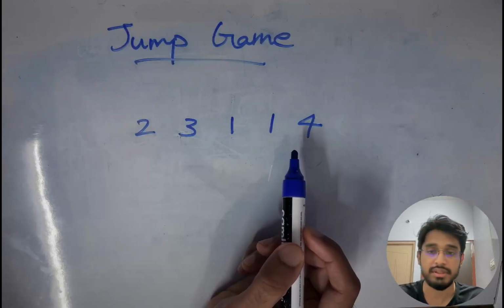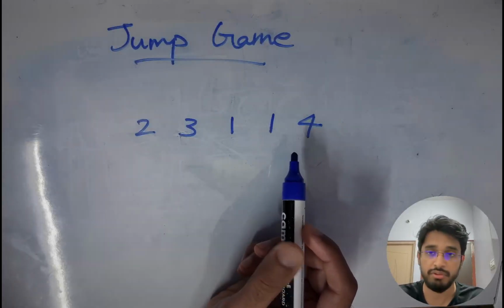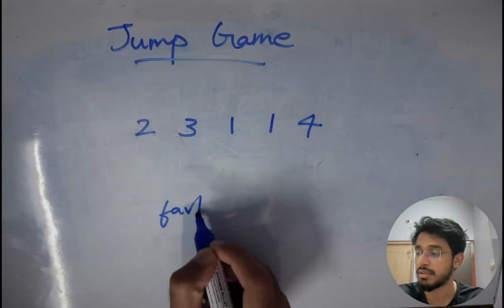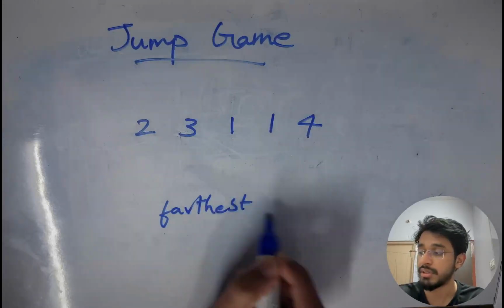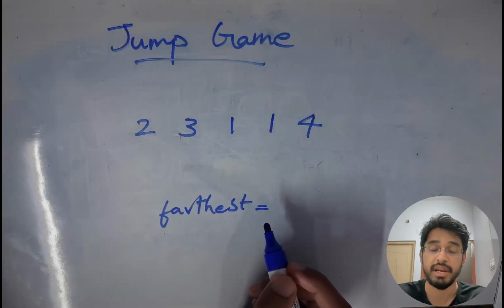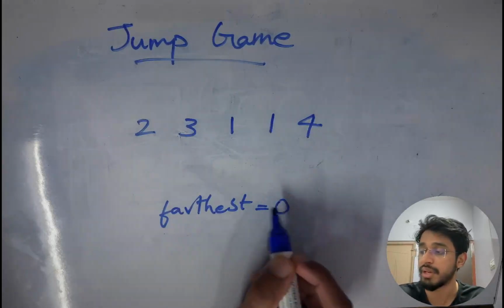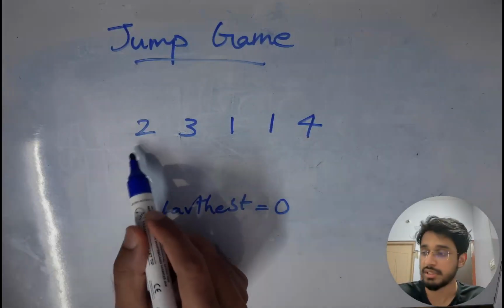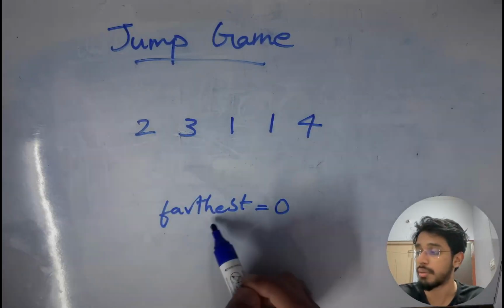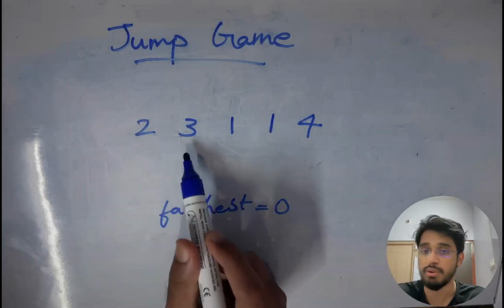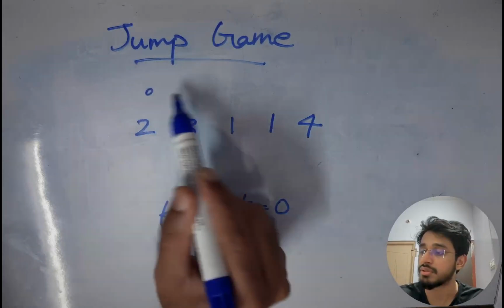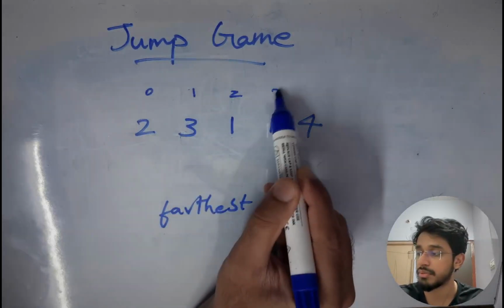So in order to solve this particular problem, we need to keep track of a variable, let's call this farthest, which means the farthest number that a particular number can actually travel. Initially it will be 0 because we are starting from the first number. We need to keep updating this number as we loop across all these numbers. Let's treat these as indices: 0, 1, 2, 3 and 4.